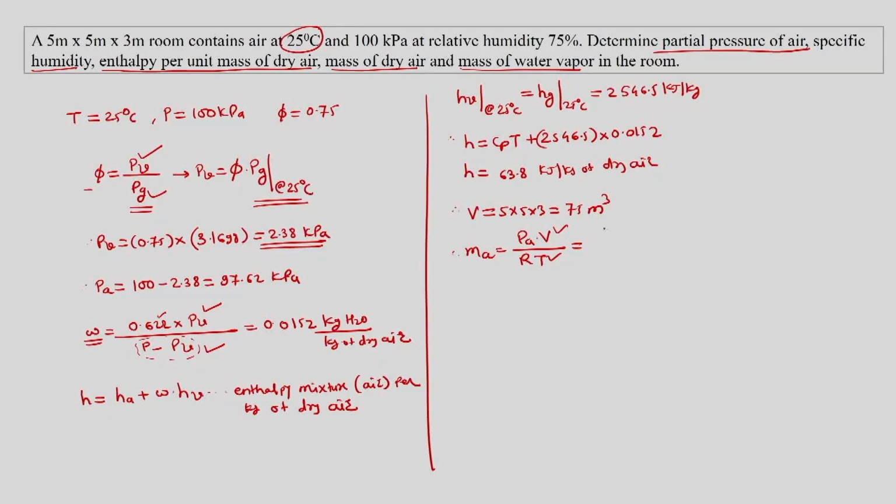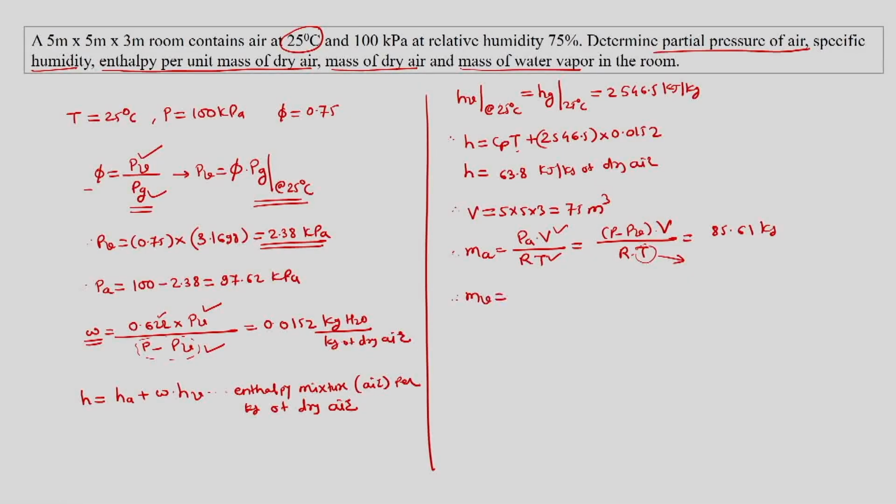So partial pressure of air is basically P minus Pv, into volume divided by RT. So we can get it as 85.61 kg. Here we are putting this T in Kelvin, okay, and here we are putting the T for air, and that T is in degree Celsius.